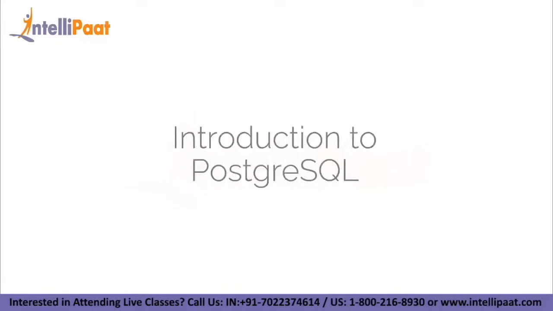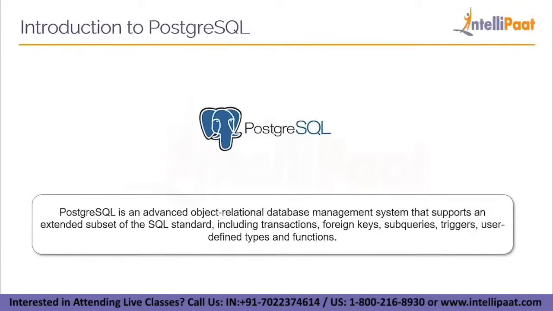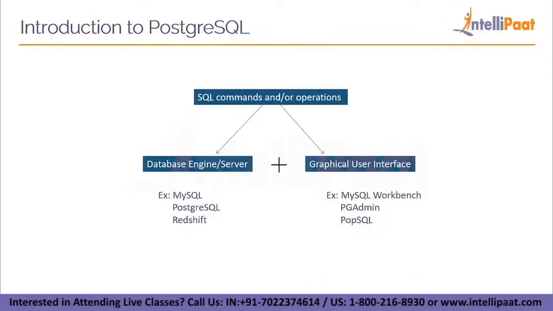Introduction to PostgreSQL. PostgreSQL is an advanced object relational database management system (DBMS) that supports an extended subset of SQL standards. That is, PostgreSQL is a database engine which supports already established SQL standards, which includes transactions, foreign keys, subqueries, triggers, etc. So in order to run an SQL command or an operation, you need two things basically. One is a database engine or a server, and the other thing is a graphical user interface.